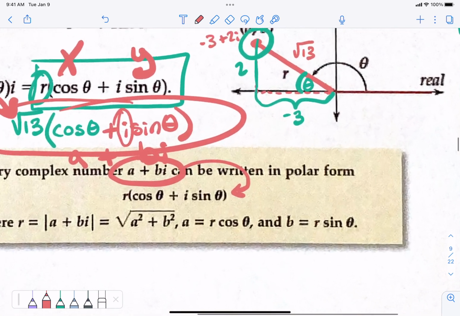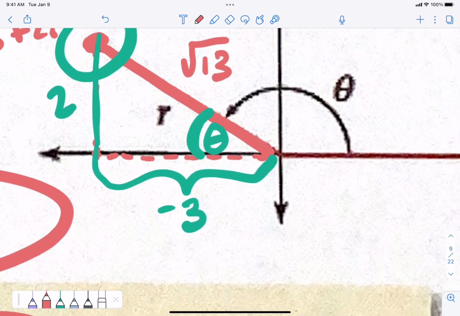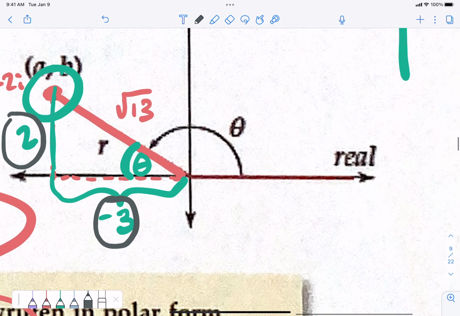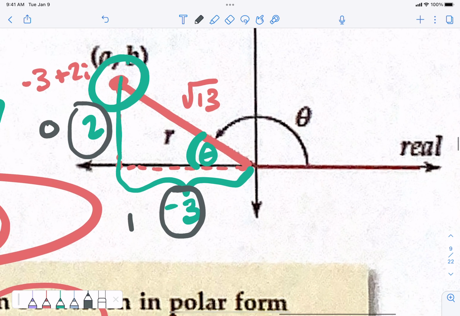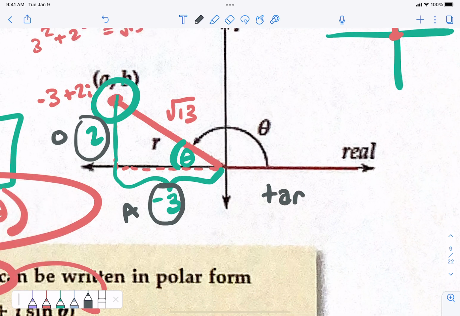and let's actually figure out what theta is. Can we do that? Let's figure out what that angle is. We can do that really easily using SOHCAHTOA. Let's use tangent, right? We have 2 and we have negative 3, so we have opposite and adjacent. If the opposite side is 2 and the adjacent side is negative 3, we would say that tangent of theta is equal to opposite over adjacent, which is 2 over negative 3.